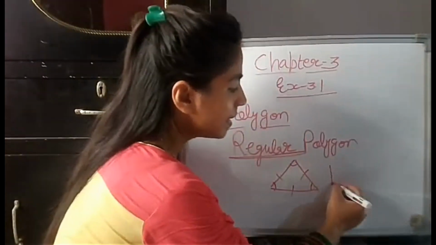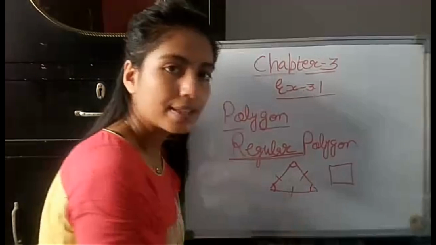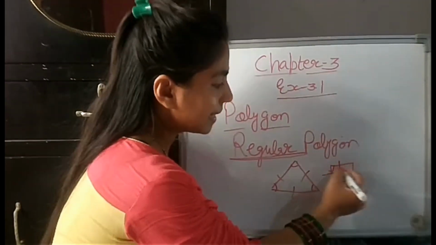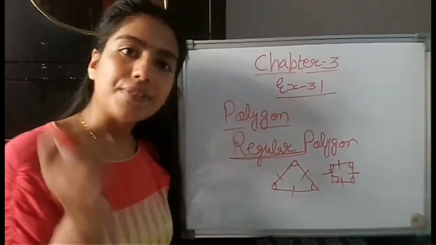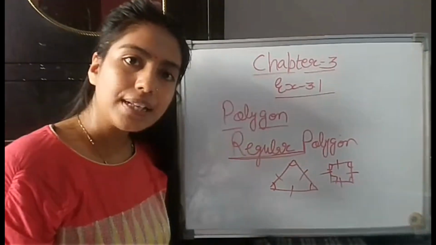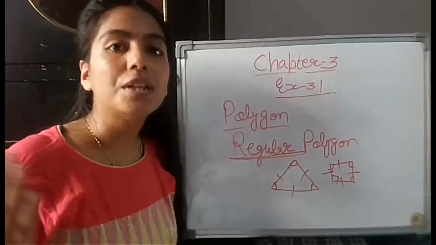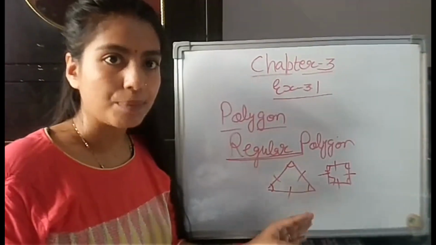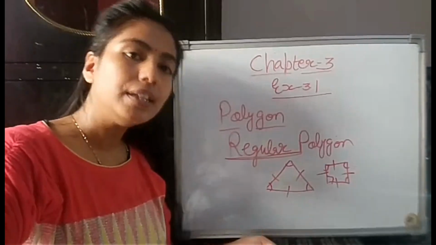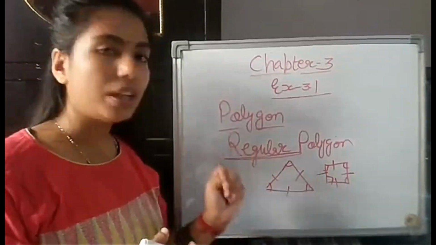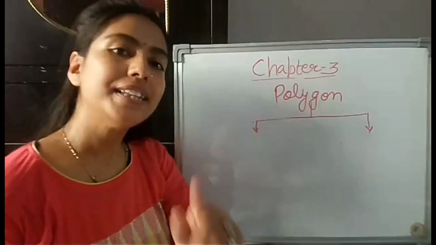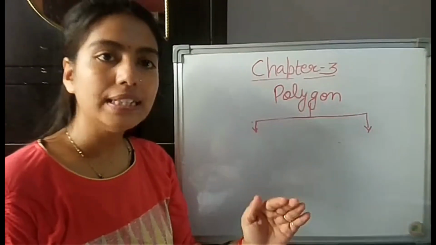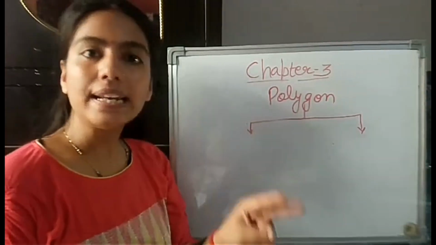One more example. What is this? Square. In a square also all sides are the same and all angles are the same. So what is regular polygon? Got it, students? Or you can say equiangular polygon also, because in equiangular all the angles are the same. Either you can say regular polygon or equiangular polygon. The polygon will deal with one more topic: regular polygon or irregular polygon.